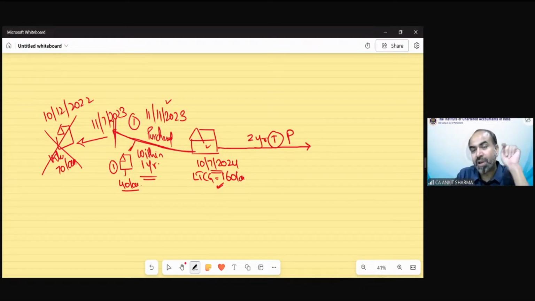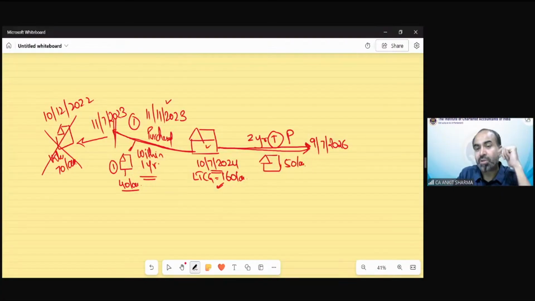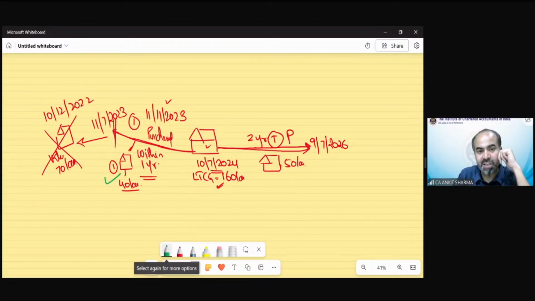So from 10 July, the next 2 years, till 9 July 2026. If during this time period you purchase any new house property, suppose you purchase a new house of 50 lakh rupees, now this is also eligible for the purpose of exemption. So this is eligible. This is also eligible. This is not eligible because it has been purchased before 1 year.